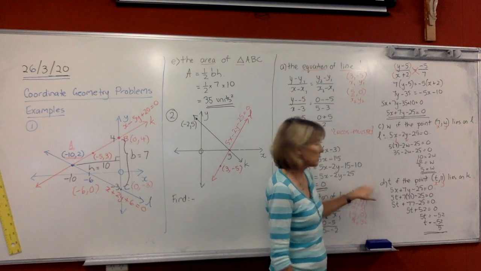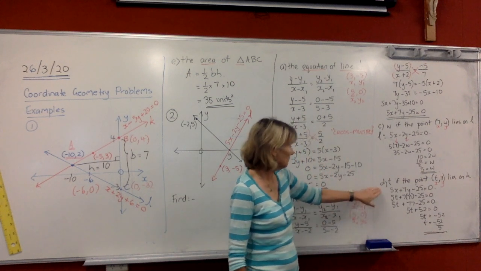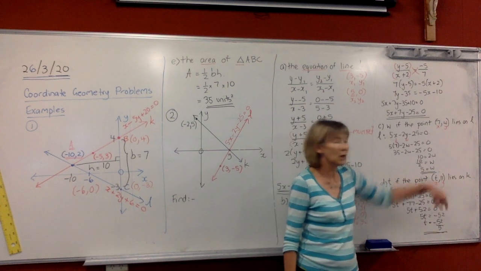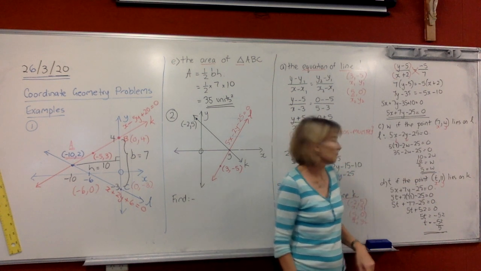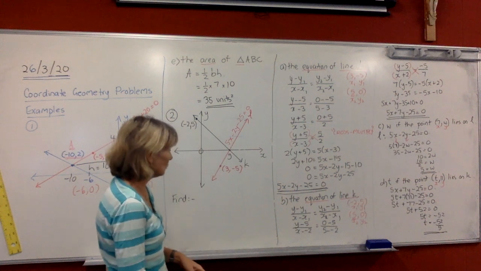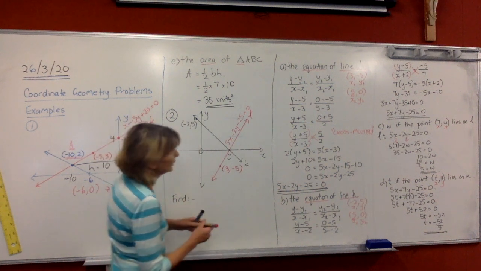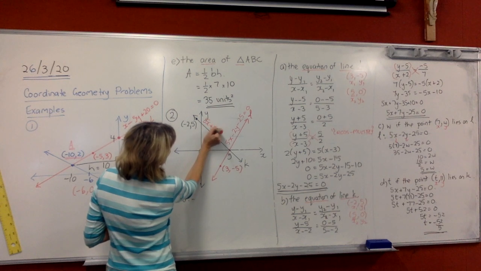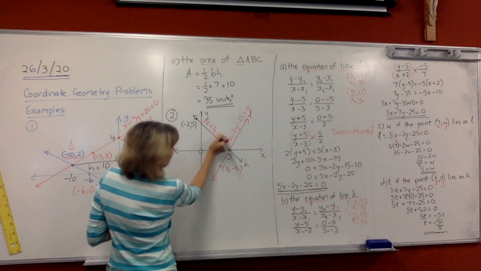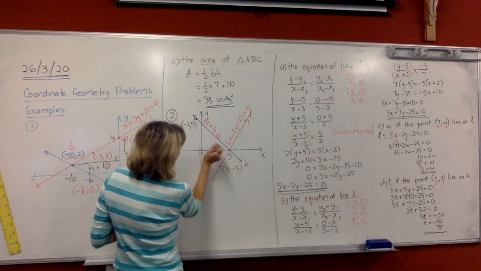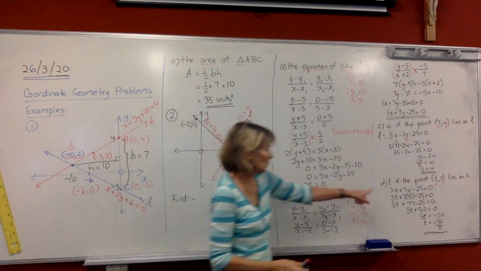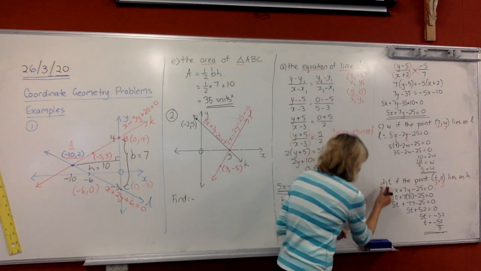This is another similar question down the bottom in D. We're finding the value of t if the point t, 11 lies on line K. So if we go back to line K, which I forgot to write in over here, so I'll put it on the diagram. So line K, we're going to write that down first.